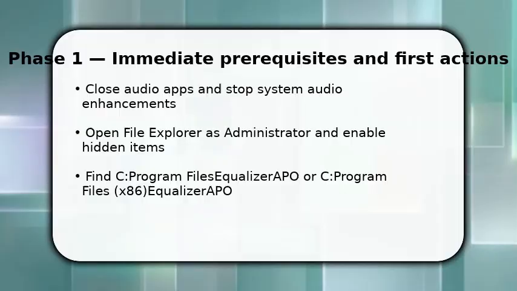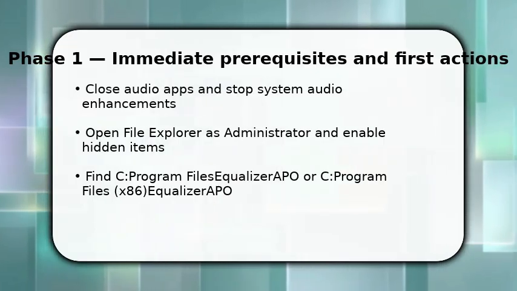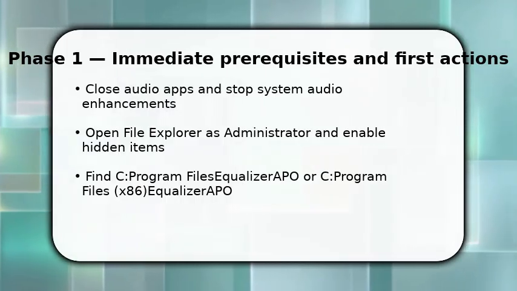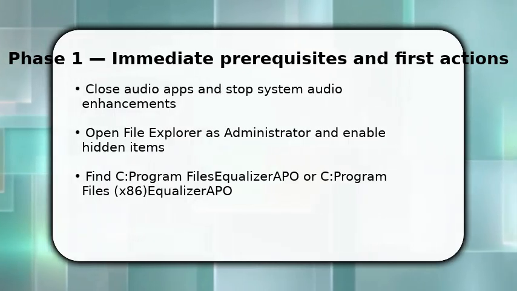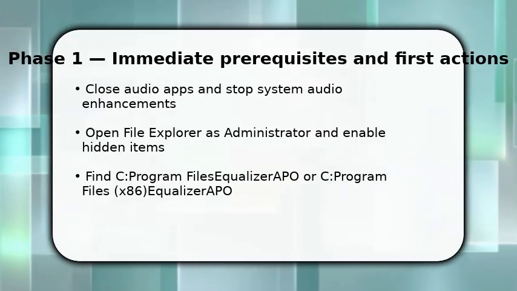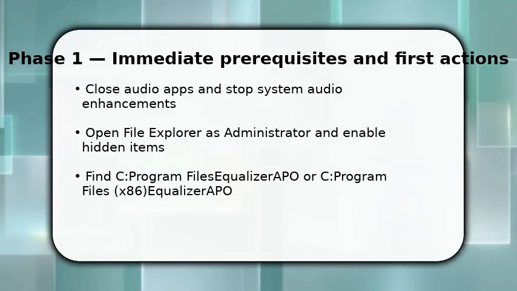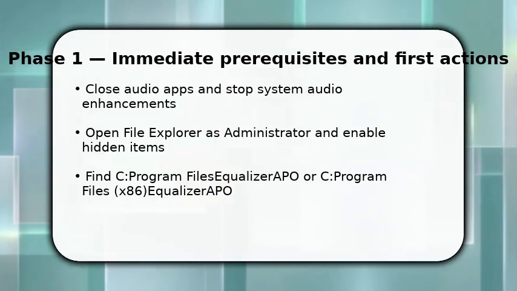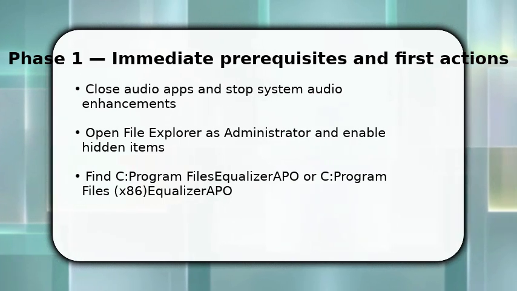Please enjoy the video. You start by quitting any audio players and stopping system sound processing so nothing locks files. Then open File Explorer as administrator and enable hidden items. This reveals configuration folders. Navigate to C:/Program Files/EqualizerAPO or C:/Program Files (x86)/EqualizerAPO and inspect files: Config, installer, and APO service. This step prevents permission errors and lets you remove core files directly.